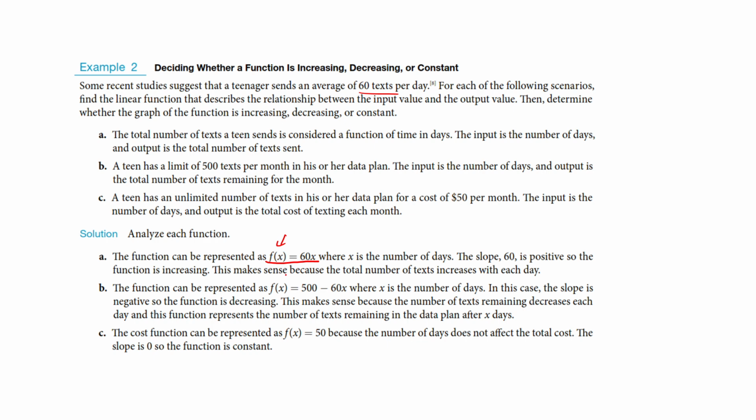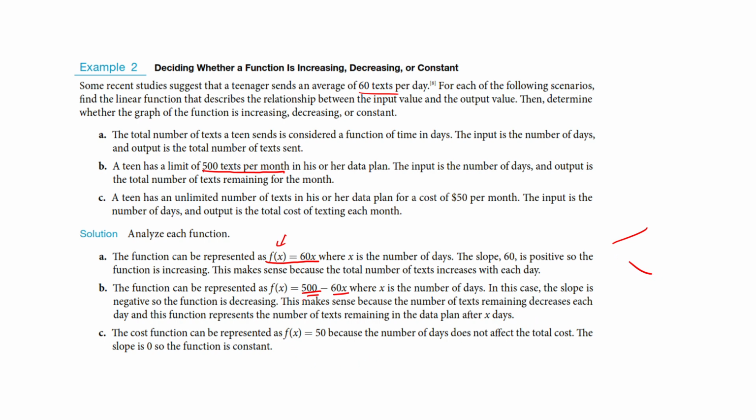Now, in the second one, what they say is there's a limit of 500 texts per month. Well, it's still 60 per day, but that is being taken away from the total here. So I've got 500 minus the number of texts being sent each day, because we can run out. We can get to the point where they're all gone. Now, this would be decreasing. Because we have a negative slope here, the number of remaining texts is decreasing every day. So we're going downhill. So uphill on this first one, downhill on this one.